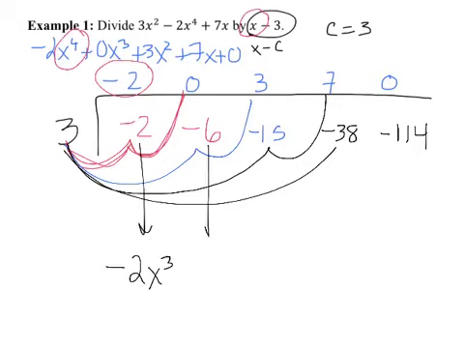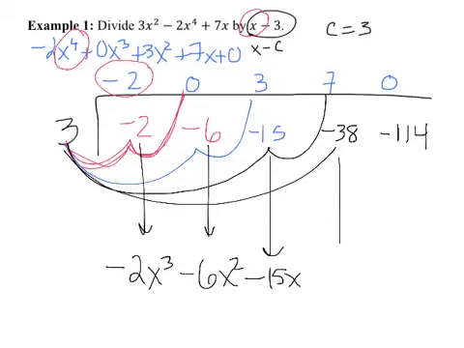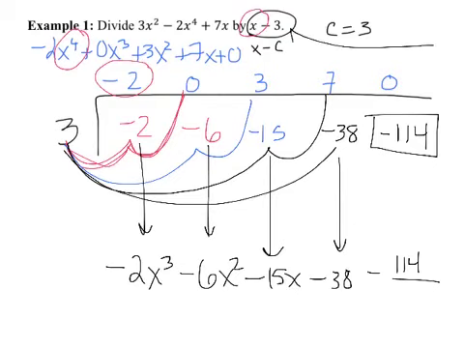And then from there we go down by 1 degree each time. Minus 6x squared, minus 15x, and then here's our constant, minus 38. Well, what do you suppose this is? This is our remainder. Just like in long division we had a remainder, minus 114 over whatever the divisor was, which was this up here, this x minus 3.